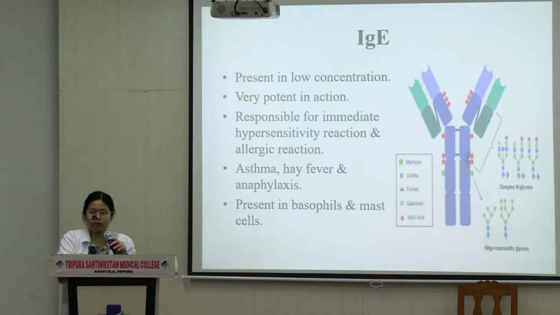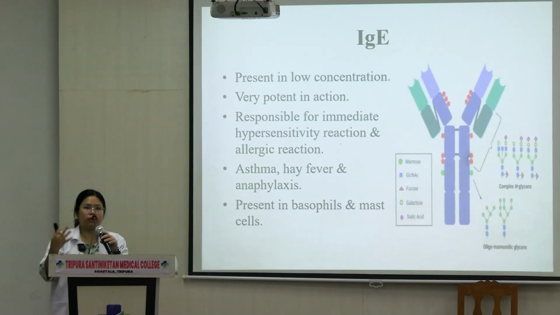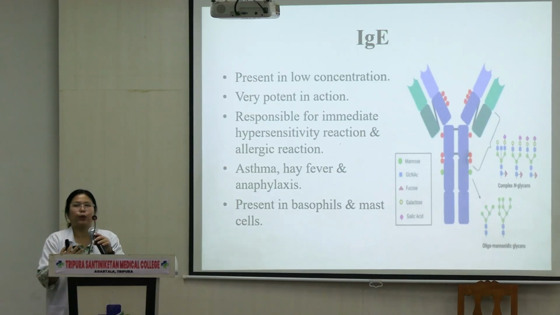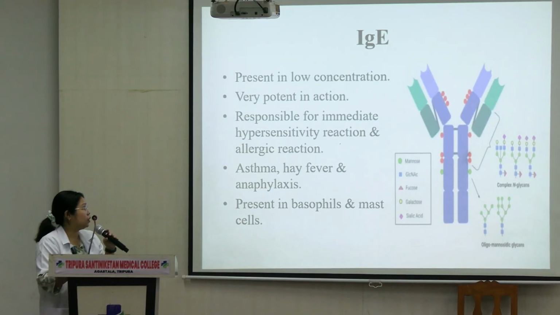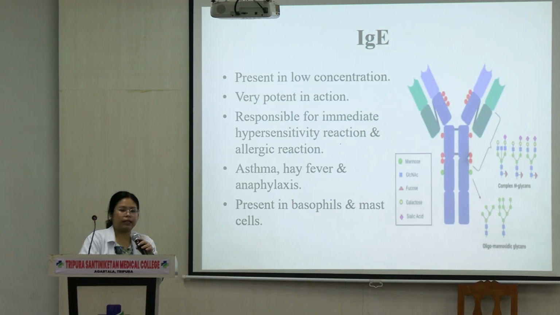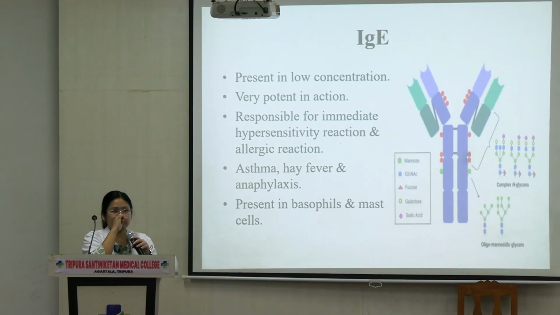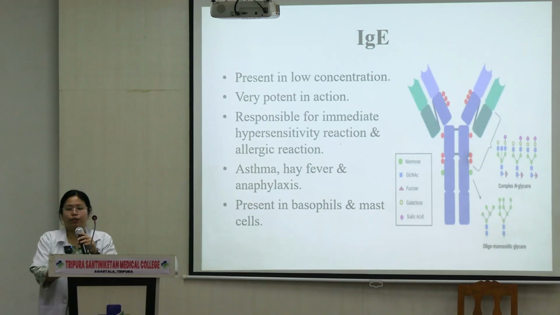It is seen in asthma. Those who have asthma, you see people have this reaction very quickly. This is because of IgE. You can see this in anaphylaxis. Anaphylaxis is a severe form of an allergic reaction.